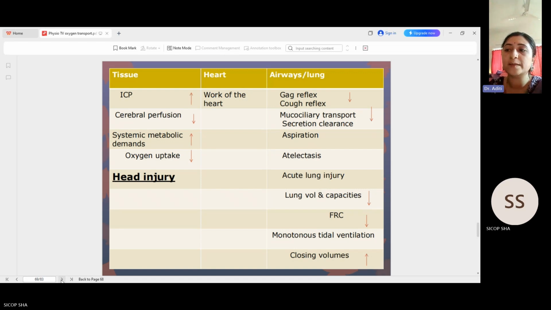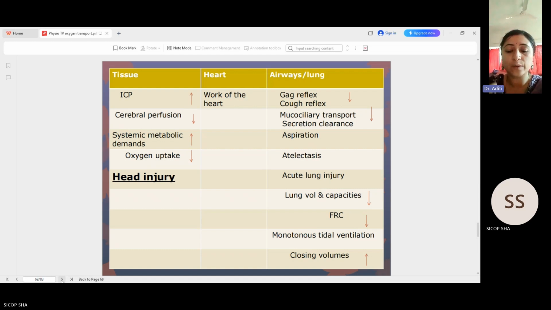The cough reflex is suppressed in case of head injury patients. The mucociliary transport is reduced as there are chances of aspiration, atelectasis, or again acute lung injury. The lung volumes and capacities go down, the FRC goes down. There is also increase in the closing volume, which will further cause collapse, and monotonous tidal ventilation is seen.